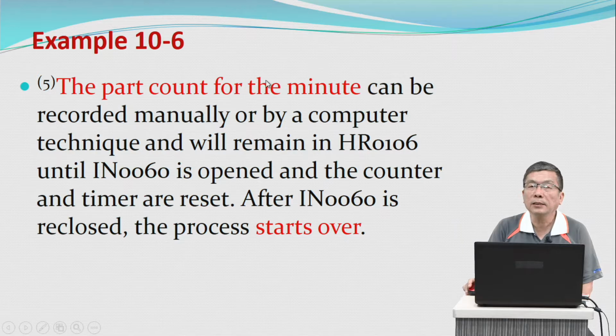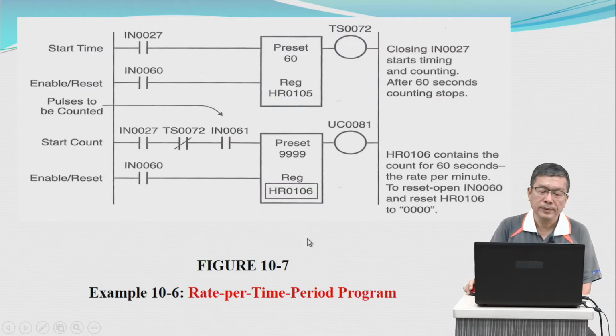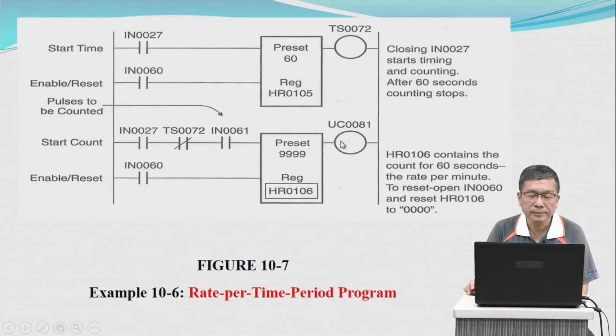The part count for the minute can be recorded manually or by a computer technique, and it will remain in holding register 106 until input 60 is opened and the counter and the timer are reset. After input 60 is reclosed, the process starts over. This picture shows the PLC program, the rate per time period program.